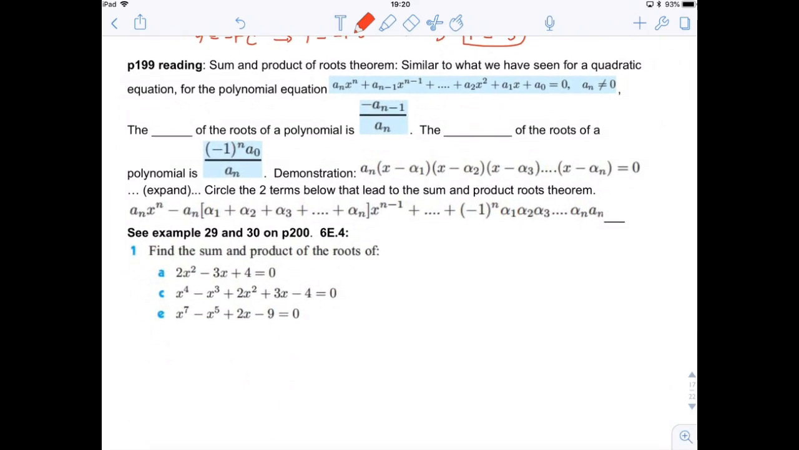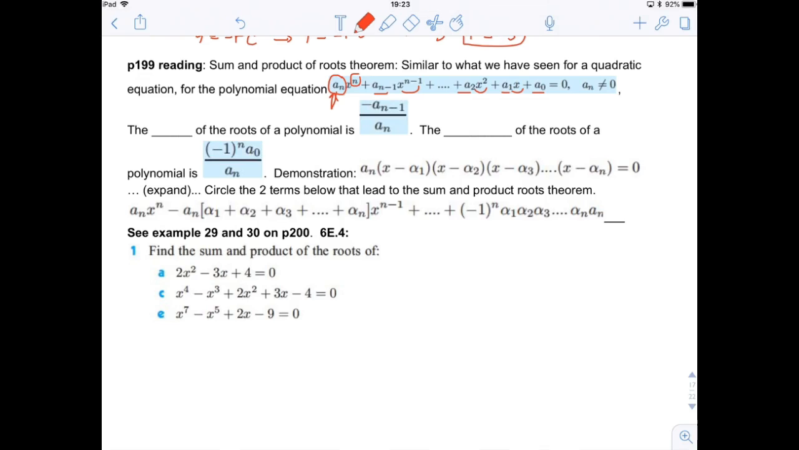Okay, so now we're looking at the page 199 reading. The sum and product of roots theorem is very similar to what we already saw for the chapter 1 quadratic roots theorem, sum and products of roots theorem. So if we have a polynomial, and this polynomial is huge, it's the nth degree, and it's got a coefficient a subscript n in front of the x to the n, and then it has coefficients that are numbered by subscript all the way down to a subscript 0, which is the constant term with no x multiplied times it, and then all the others are multiplied times some degree of x.